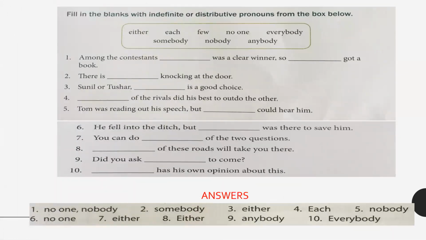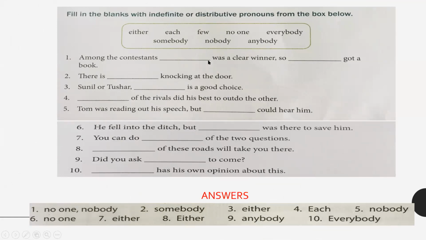Fill in the blanks with indefinite or distributive pronouns from the box. Now you can see here in the box they have given the pronouns such as either, each, few, no one, everybody, somebody, nobody, anybody. So we have to fill these pronouns in these blank lines depending upon the sentence. So first we have to read the sentence and then we should think which word will fit and then write the answer. I have given answers in the end. Please take a screenshot of this and let's discuss.